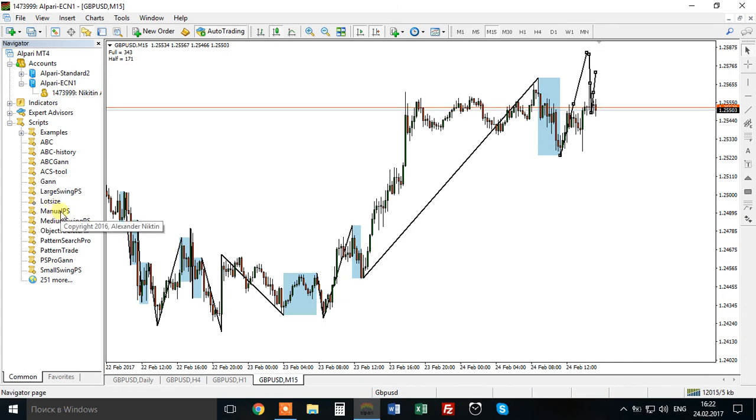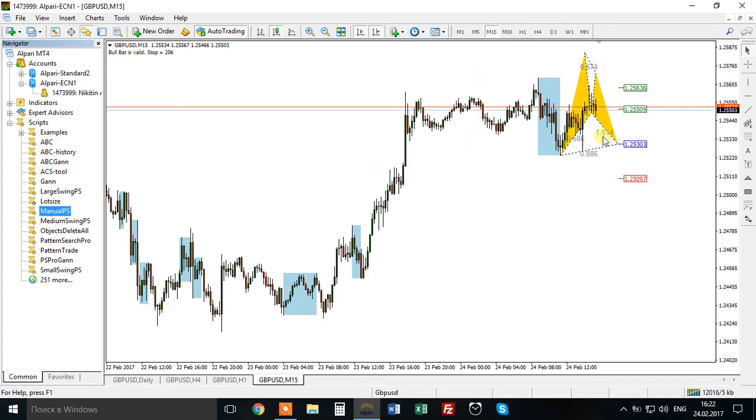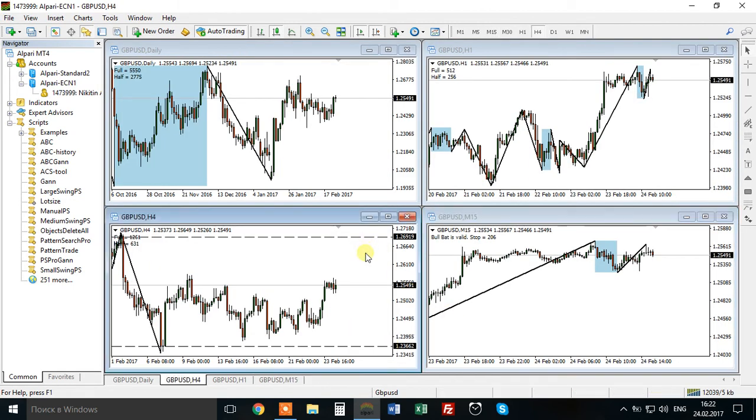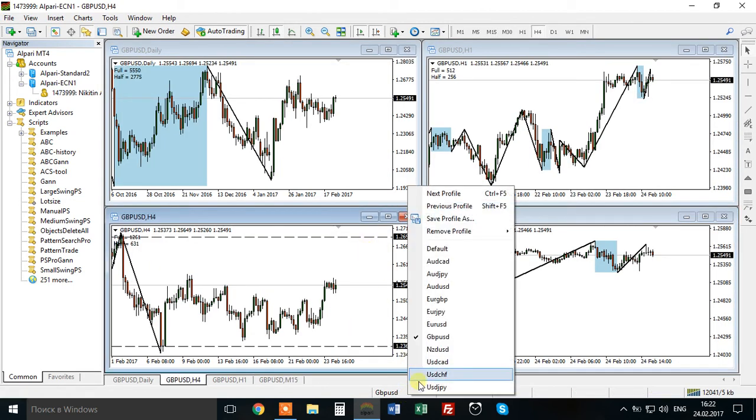The time, it doesn't exist yet. Okay, so I drew that pattern. So what do we have? We had this and we had this. Well, that's it. Nothing on pound dollar. So the analysis is done. Let us switch to some other pair.